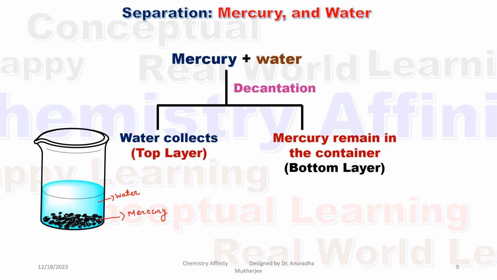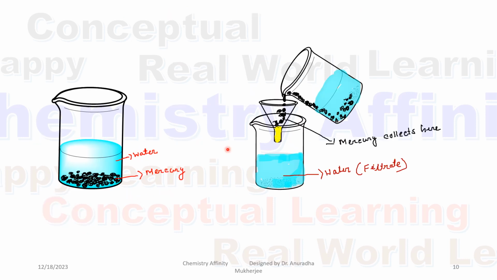We have to separate mercury and water mixture. Mercury has more density than water, so mercury deposits on the bottom of the beaker. So here we need a simple decantation process. For that we can use a funnel. Inside the funnel we can keep a filter paper, or we can close it with cotton.